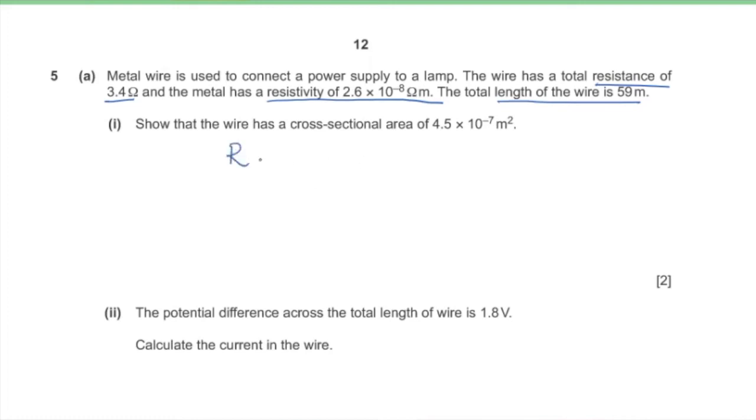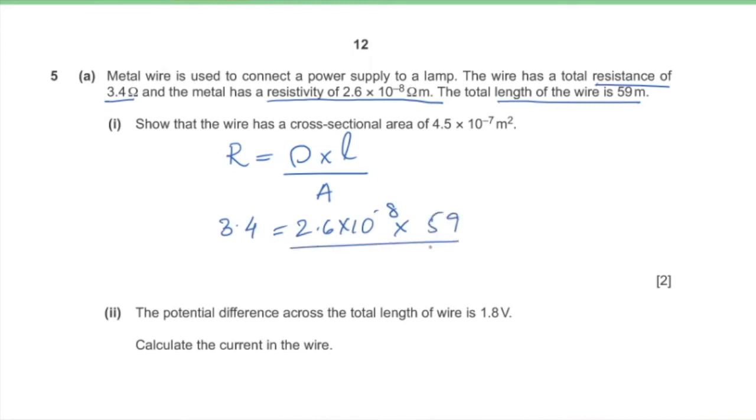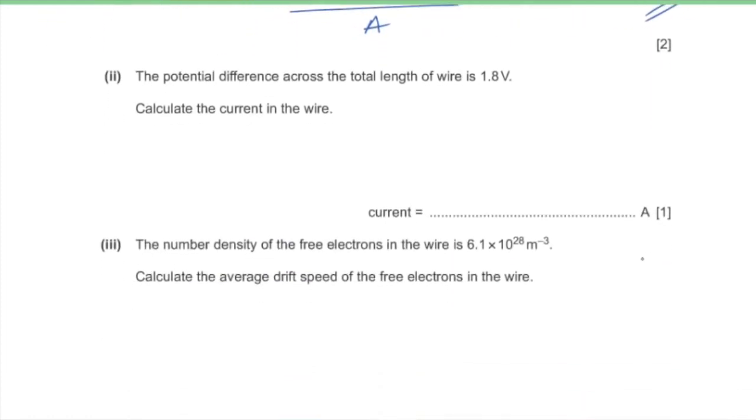So resistance has a formula of resistivity into length divided by area, where resistance is 3.4 ohms, resistivity is 2.6 into 10 to the power of -8. The total length of the wire is 59 and area is unknown. So you get area as 4.5 into 10 to the power of -7 meters squared. This has been proven.